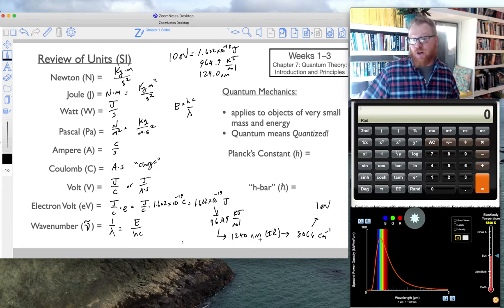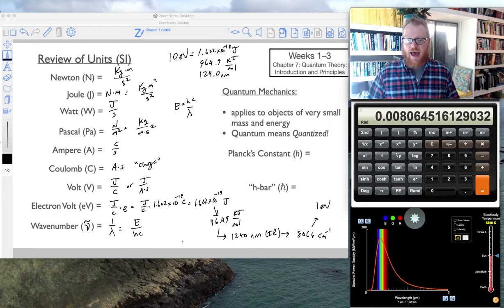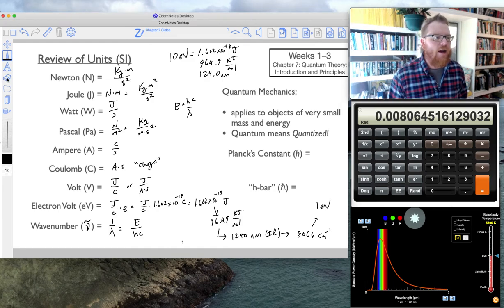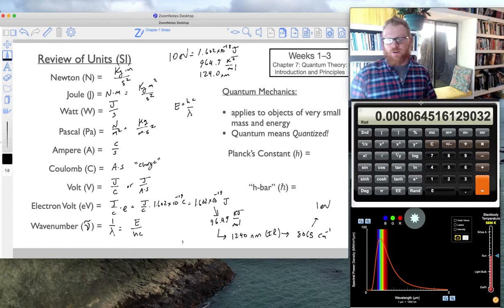Okay. So now what about the wave number? Well, let's do that. I'll just say 1 divided by 124 equals. And so there is that, oops, I wrote 8066. Maybe more like 8065 would be better. So now this number is telling me 0.000, et cetera.